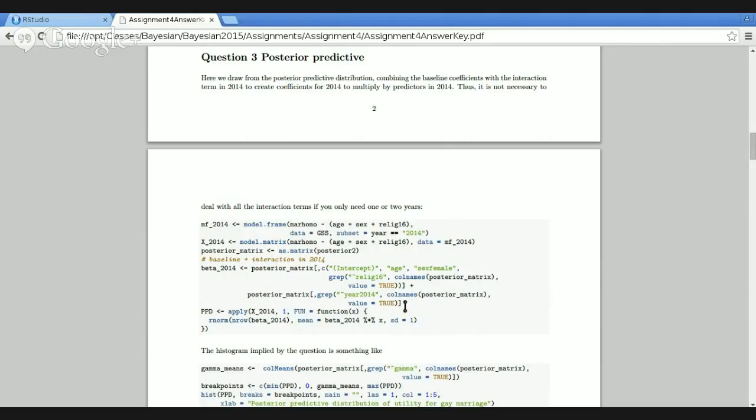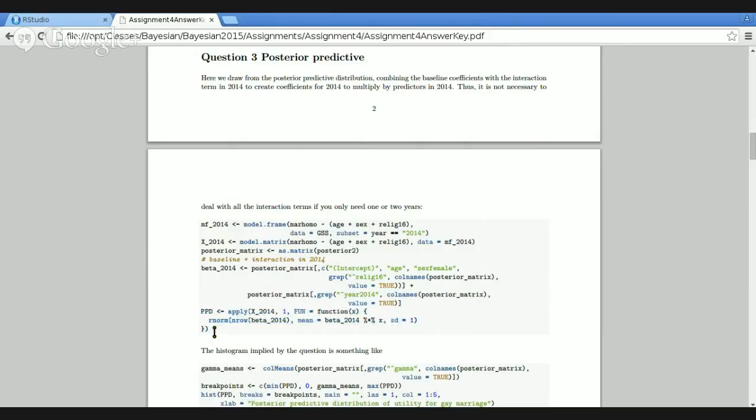Marcus, what about the constituent term for 2014? Yes. So that got wrapped up in the year 2014 on the intercept. And I probably should have printed out the names of the posterior matrix so you could see them. In any event, that beta 2014 has the same number of columns as the X 2014. And so then we can do the thing that we've done before, drawing from the posterior predictive distribution.